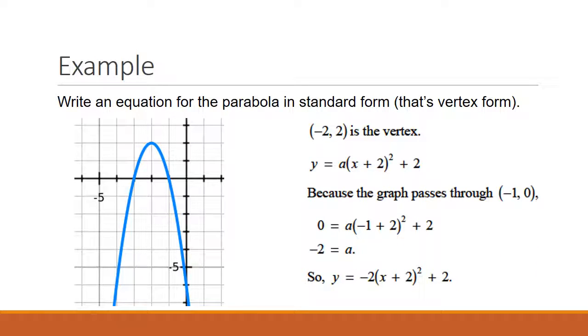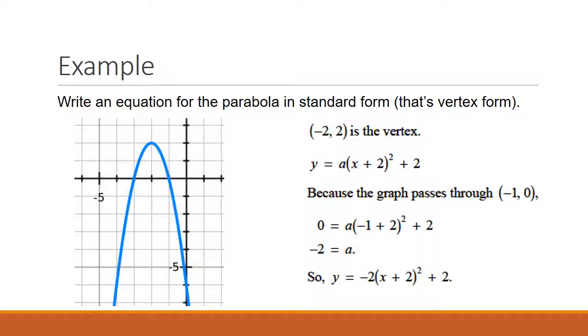Okay, we can see from the graph that (-2, 2) is the vertex, and they didn't give us a point, but we can see that the graph goes through the point (-1, 0). It also goes through (-3, 0), so that would be another easy one to use. You could probably even use the point (0, -6). You just want to pick a point that the graph clearly goes through and try to make it an easy point.